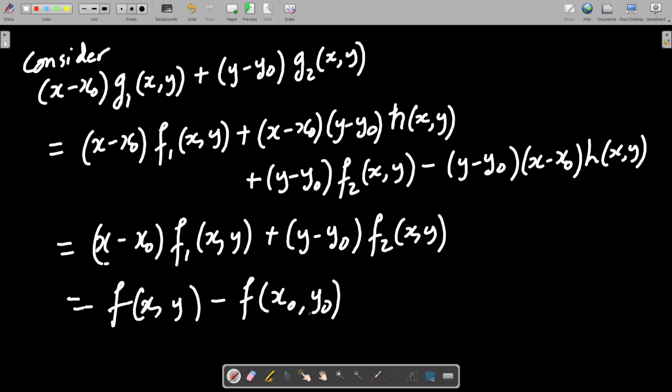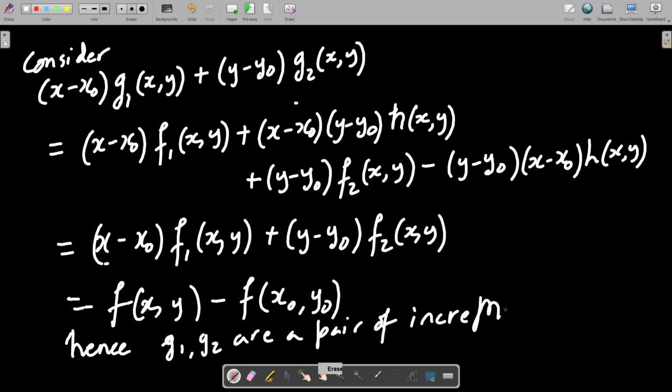So to be a pair of increment functions, your functions h1, g1 and g2 have to be continuous at x naught y naught. That I told you is very obvious, and they have to satisfy this equality, right? That this combination of them should be equal to f of xy minus f of x naught y naught, which is also true. So hence g1 and g2 are increment functions. g1, g2 are a pair of increment functions of f at x naught y naught.